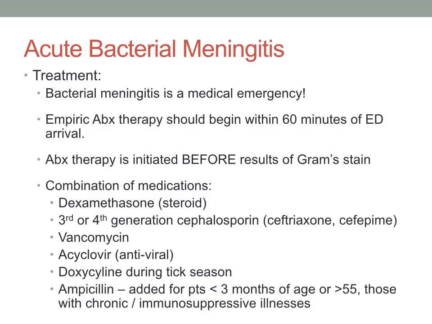Doxycycline during tick season, which here in this area, it's large. We see a lot of tick-borne diseases here. That'll cover you for that one. And then ampicillin should be used for patients less than 3 months of age or age greater than 55 or anybody with a chronic immunosuppressive process. So have a general idea that you want to do dexamethasone and a third or fourth generation cephalosporin. You could add vancomycin if you want. You should consider an antiviral agent if you're not sure if this is viral versus bacterial meningitis. Doxycycline for tick season, and then ampicillin for people less than 3 months or over 55 or anybody with immunosuppression.